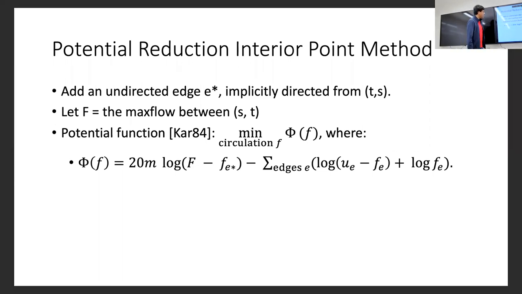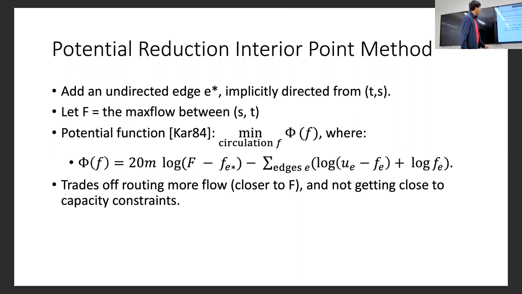Anyways, the general setup here, I'm going to go into more detail after the slides part, so let's not worry too much, is that you have a potential, which is 20m times log of f minus f_e star. The way you should think of this term is how far I am from routing the max flow. And this second term, log of u_e minus f_e plus log f_e, is how close I am to each of my capacity constraints. The log f_e term is the constraint that the flow is positive, and the first term is the constraint that the flow is at most u_e.